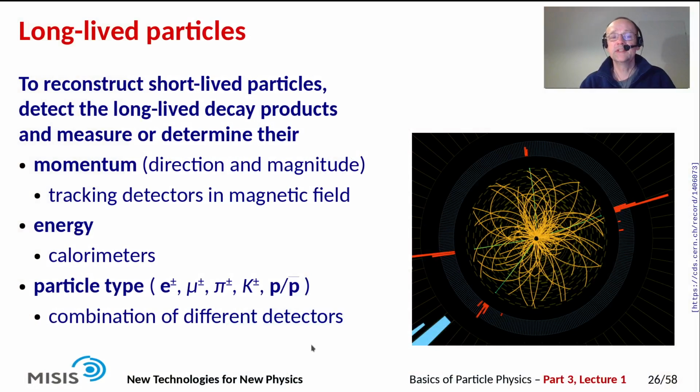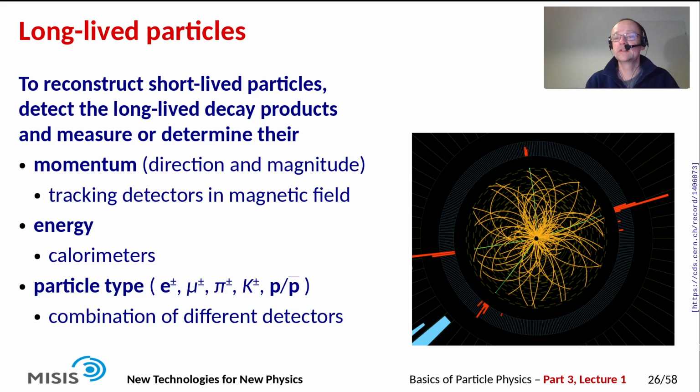Now we have just seen how, in order to reconstruct these short-lived particles that are interesting for our physics analysis, we have to detect and measure their long-lived decay products. And we have seen that we want to measure the direction and the magnitude of the momentum of these particles, that we want to measure their energy, and that we want to determine what type of particle they are.